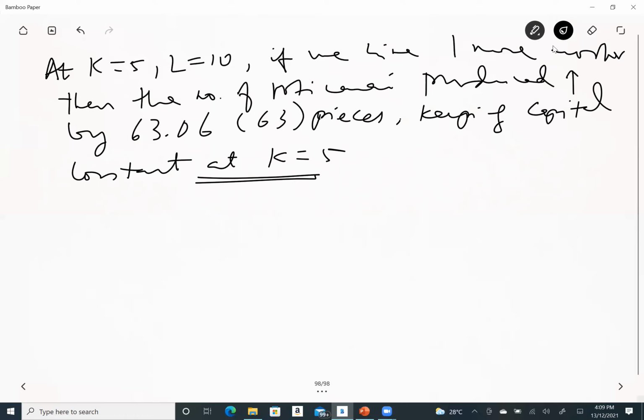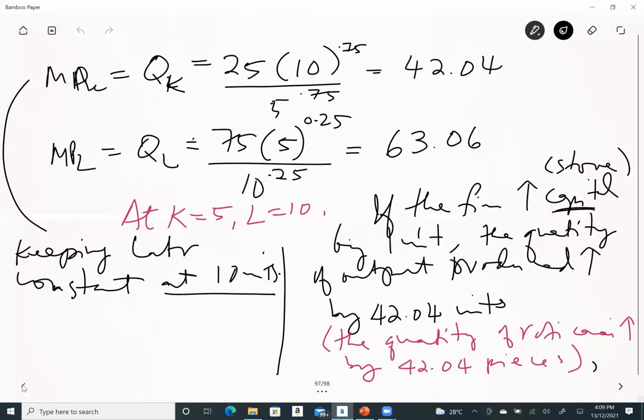So if you look at the marginal product of labor, it is 63 pieces of roti canai. The marginal product of capital is 42 pieces of roti canai. So if you add any of the inputs, which input gives you more increment in terms of output, which input increases output more, labor or capital?